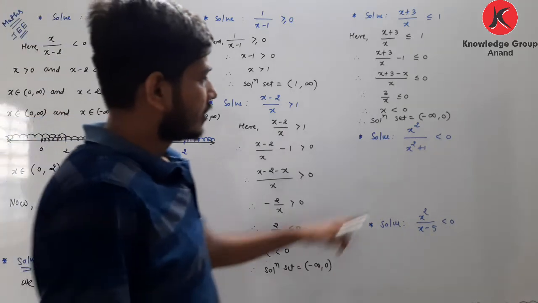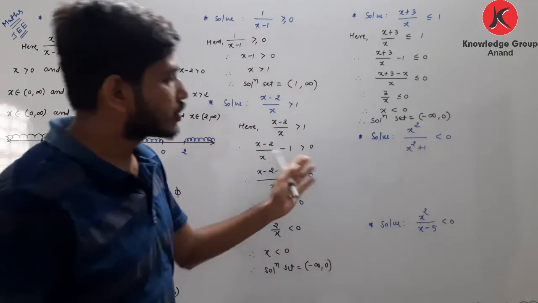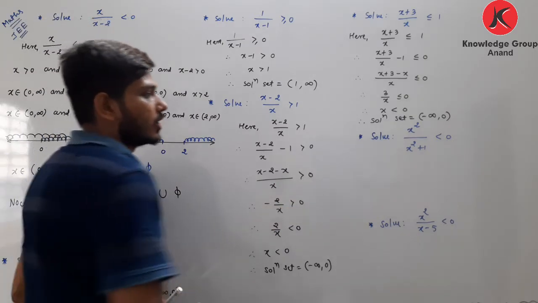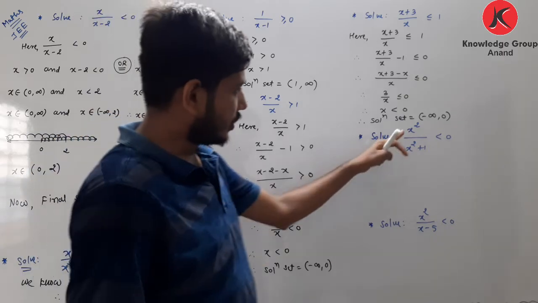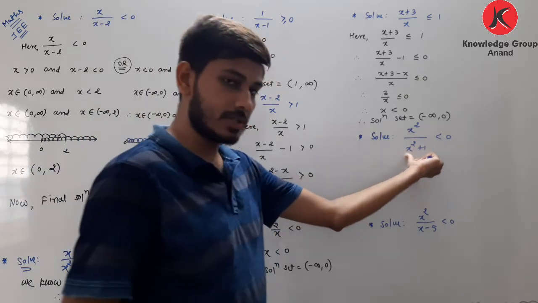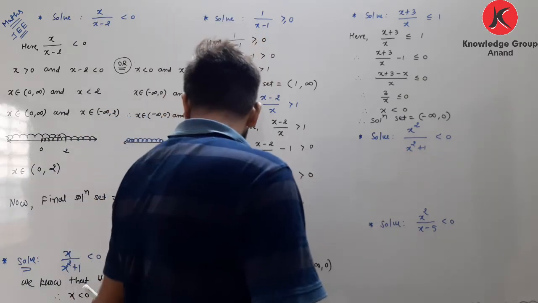Now solve. Next question. x square divided by x square plus 1 which is less than 0. Okay. Now we know that x square plus 1 is a positive term for every x belongs to R.